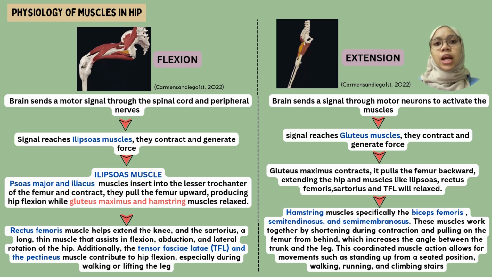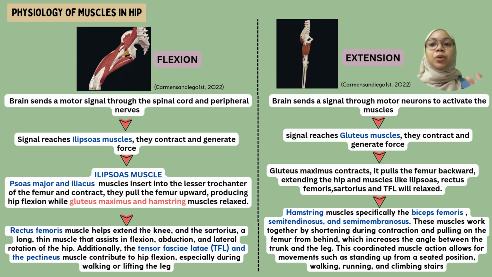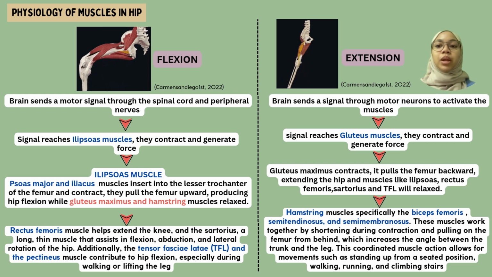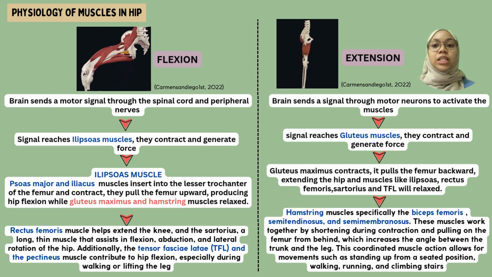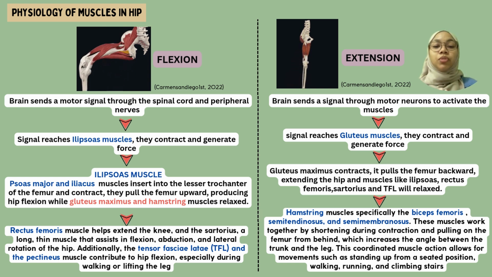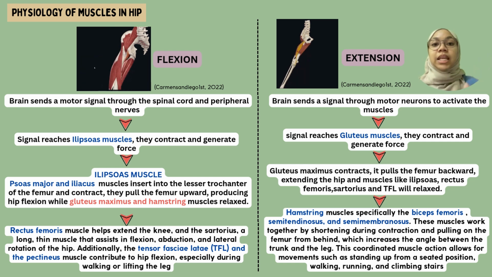So you may wonder how it happens. The process begins when the brain sends a motor signal through the spinal cord and peripheral nerve. This signal will reach our primary muscle called the iliopsoas muscle, which is made up of psoas major and iliacus. This muscle will insert into the lesser trochanter of our femur. When they contract, they will pull the femur upward, producing hip flexion.